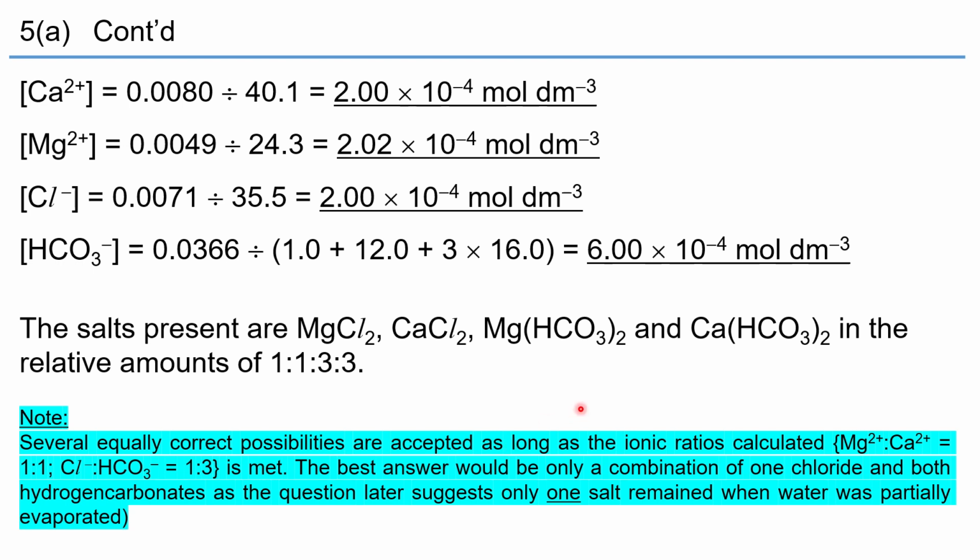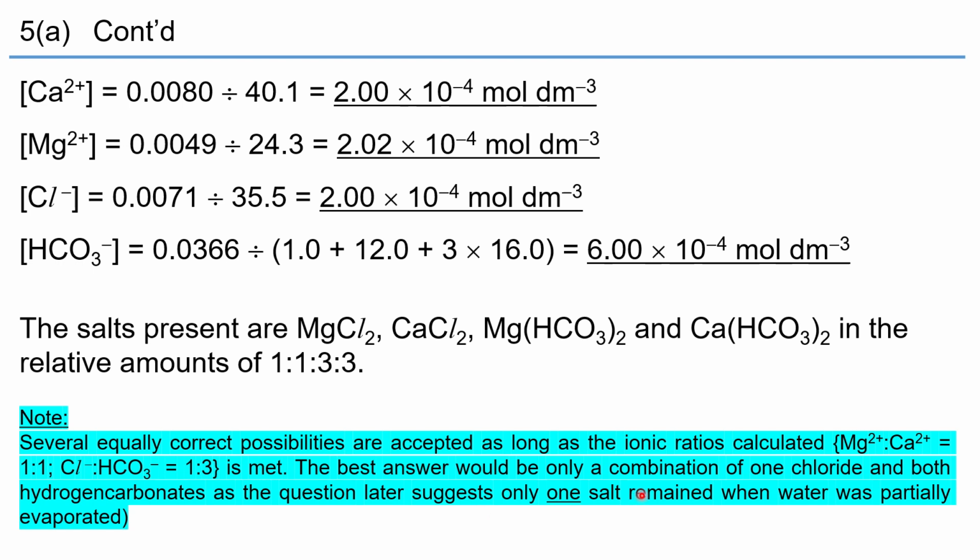Now, this question itself has many possible answers. As long as you take a look at the footnote I highlighted in blue here. Several equally correct possibilities are accepted as long as the ionic ratio calculated is met. Basically, when I check, your Mg2+ to Ca2+ must be 1:1, and your chloride ions to HCO3 minus must be 1:3. As long as you meet this criteria, there's a lot of possibilities we can accept. Of course, there will be one better answer compared to the rest.